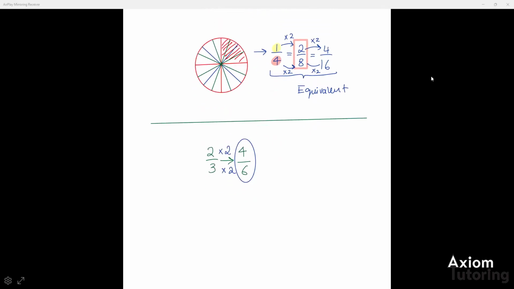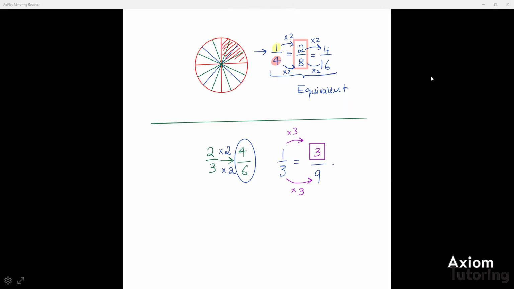Let's try a couple more, and then we'll talk about why this works. If we have 1/3, and we want to find an equivalent fraction out of 9, what would the numerator have to be? Well, the rule says that we times the bottom number and the top number by the same amount. 3 times 3 is 9, so we also have to times 1 by 3. And so 1/3 is equivalent to 3/9.